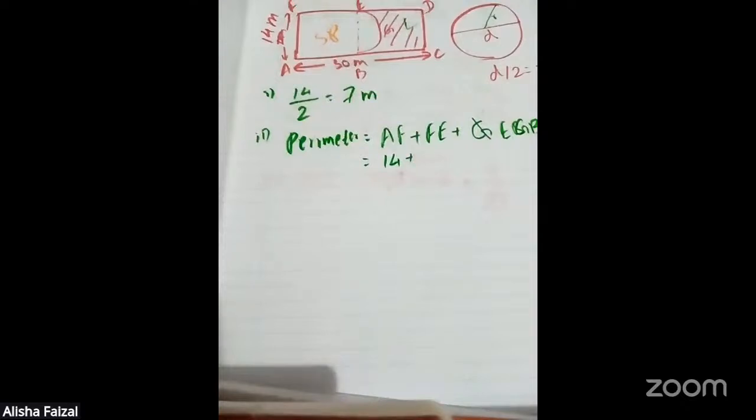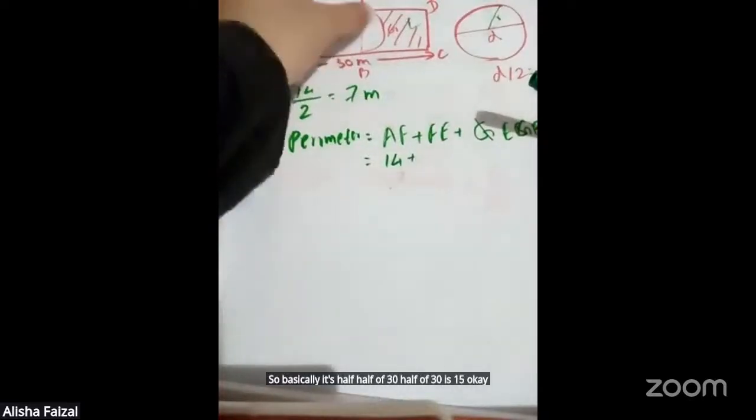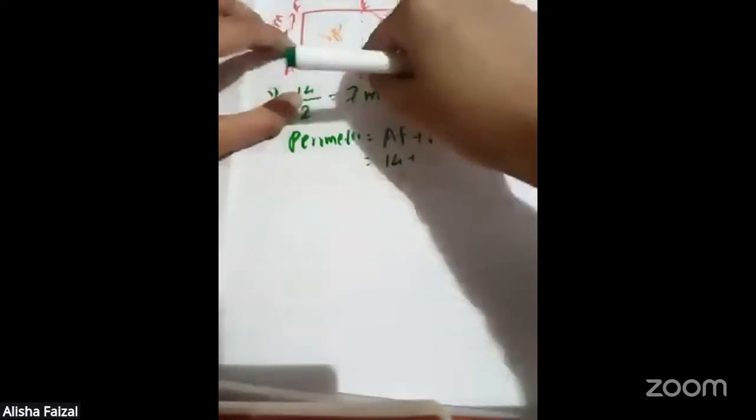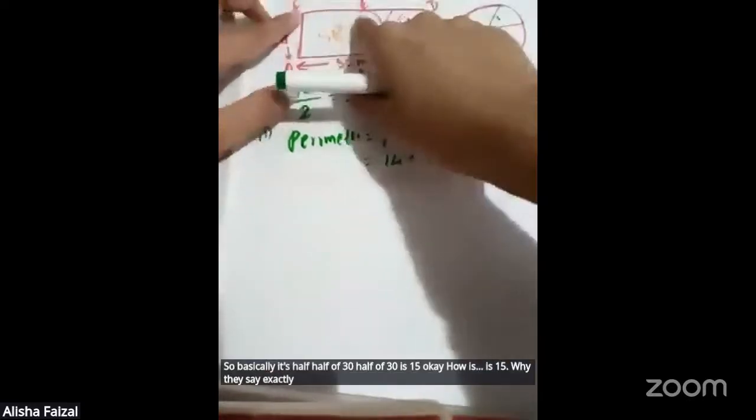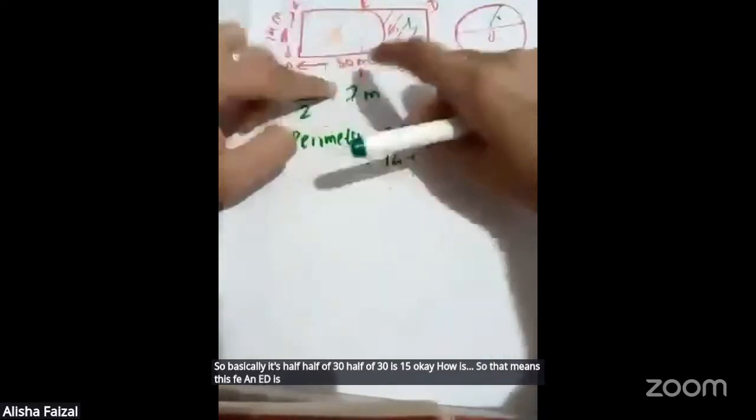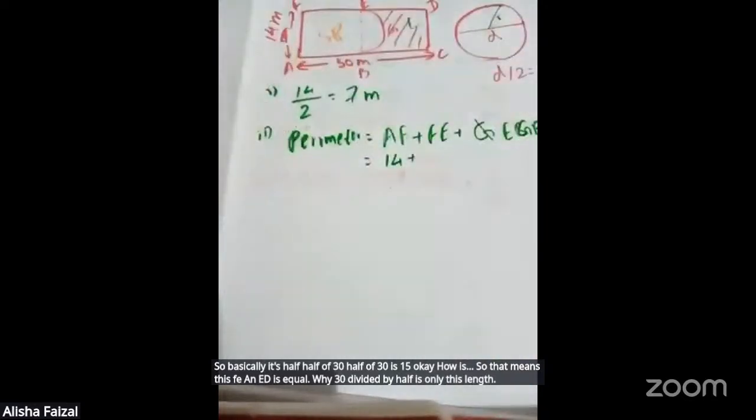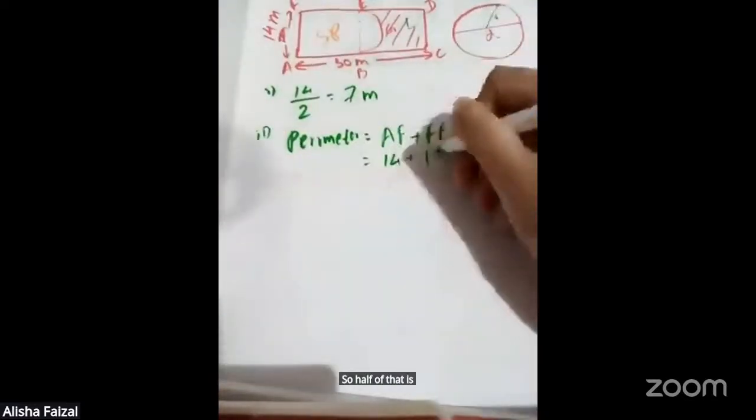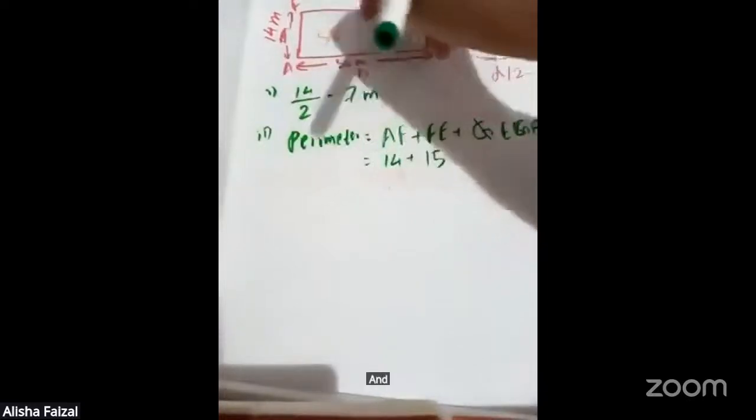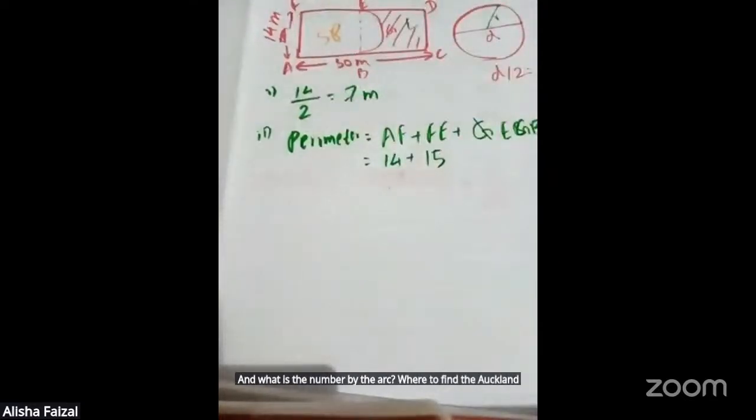So basically, it's half of 30. Half of 30 is 15. Why do they say exactly divided into half? That means FE and ED are equal. So half of 30 is 15. So FE is 15, and now we have to find the arc length. What is the equation to find arc length?